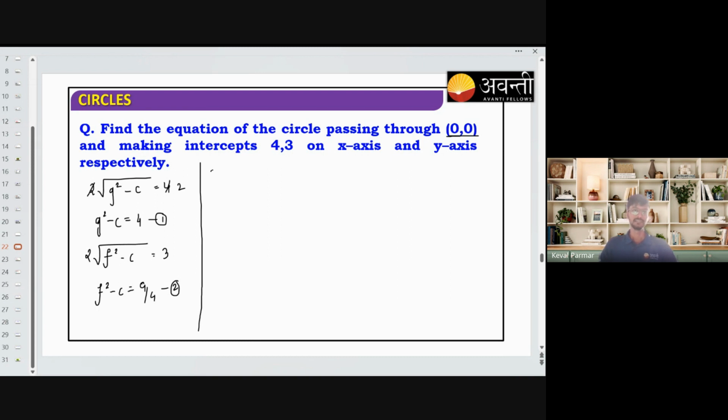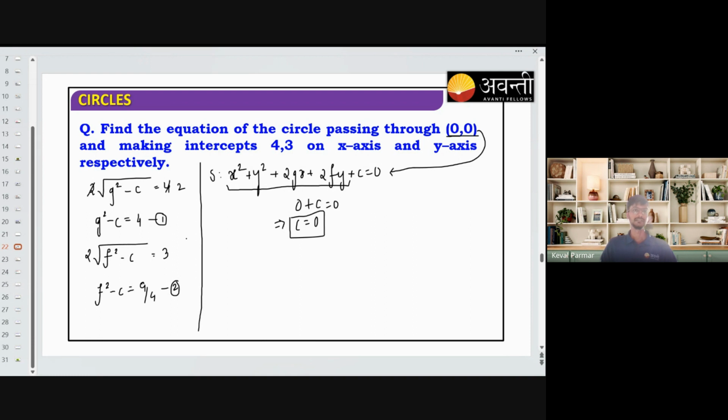So let's say the equation of circle is x square plus y square plus 2gx plus 2fy plus c equals to 0. Now, if circle passes through 0, comma 0, then it must satisfy the equation. So we'll substitute 0, comma 0 in the equation of circle. So what do we get, guys? This whole thing will become 0 plus c equals to 0. What does this mean? This means the value of c is 0.